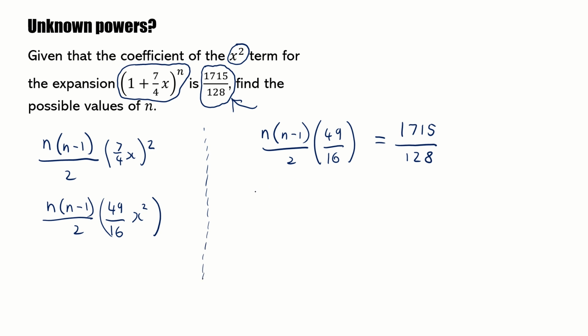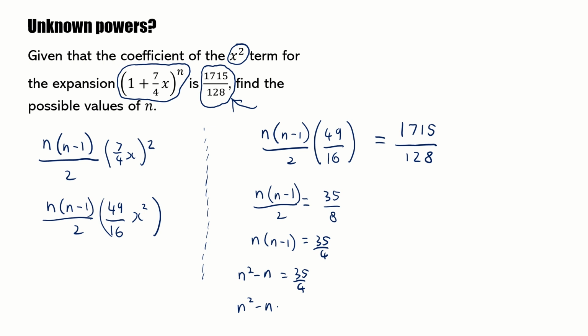So let's go ahead and do that. I could start by dividing both sides by 49 over 16. And if we were to do that, you would end up with 35 over 8. We could then times both sides by 2, which will end up with 35 over 4 on the right-hand side. And then you'll spot that this is just a quadratic. So we've then just got to solve this quadratic to get the possible values of n.